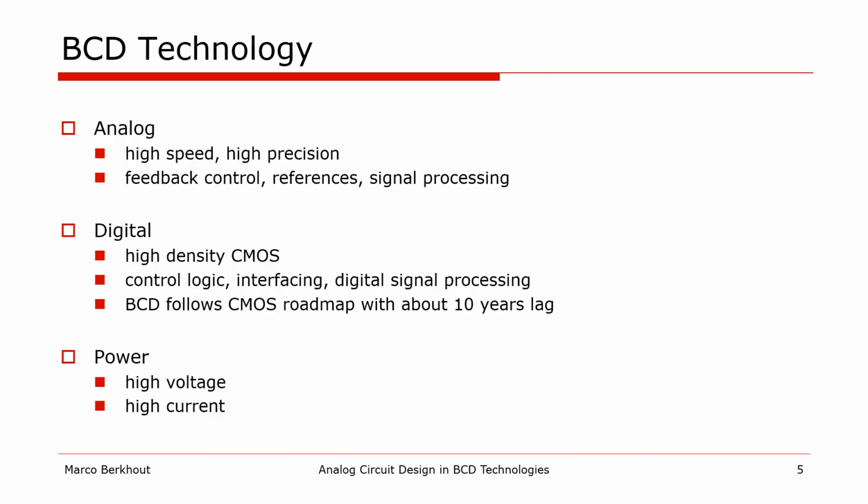BCD technology combines analog, digital, and power devices on a single piece of silicon. With analog, we can build complex feedback loops, accurate references, and perform advanced signal processing with high speed and accuracy. With digital cells and high density, we can make control logic, standard interfaces, and DSPs. And as a rule of thumb, CMOS density in BCD lags about 10 years behind the most advanced CMOS nodes. At this moment, 40 nanometer BCD is emerging. And to top it off, BCD features power devices that allow high voltages and currents on chip.